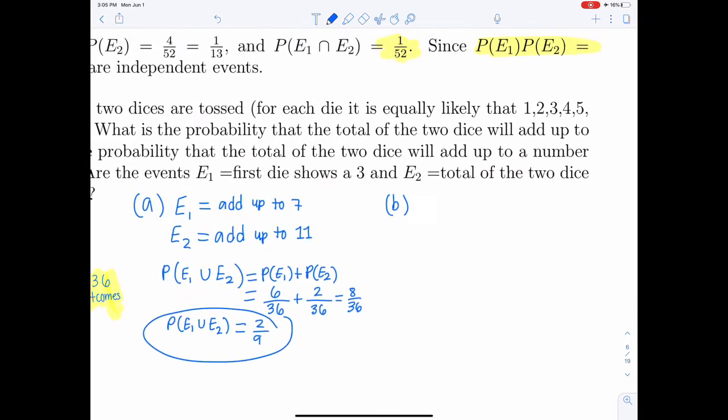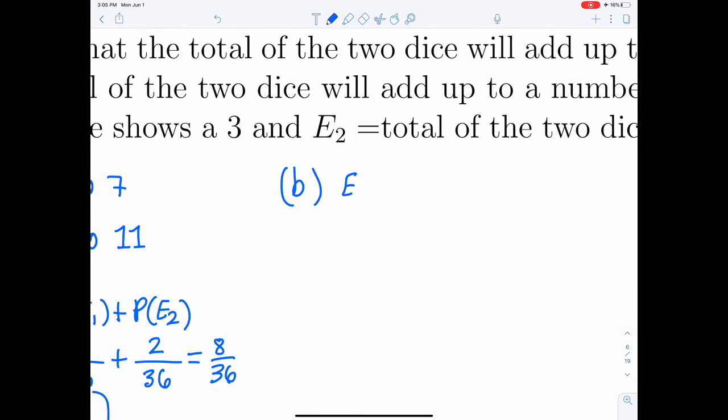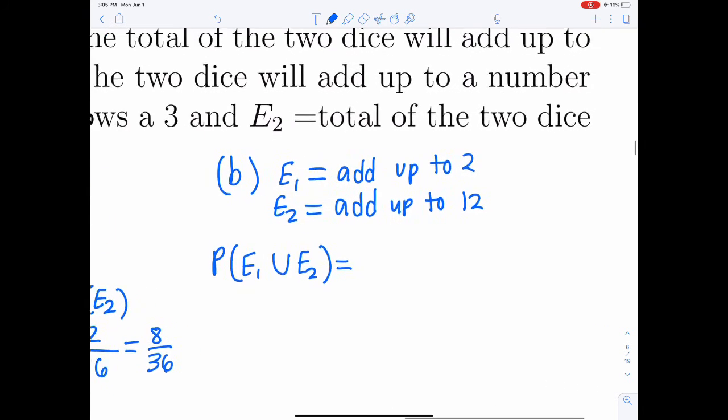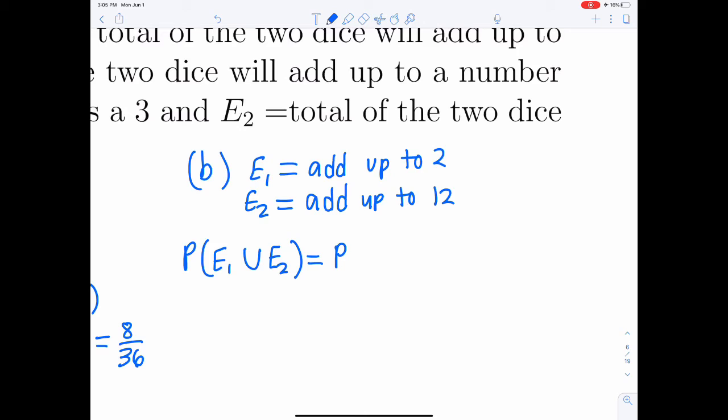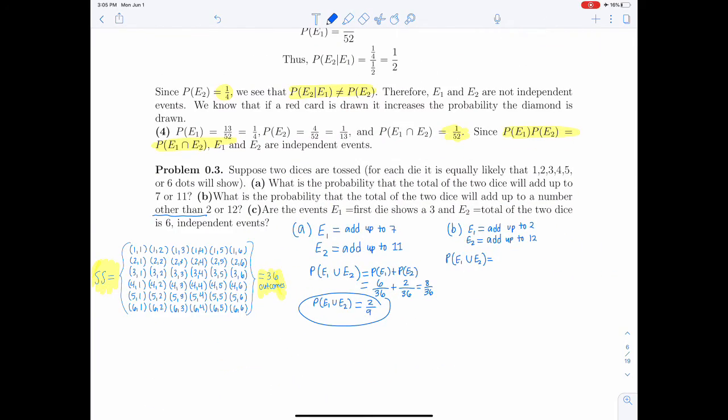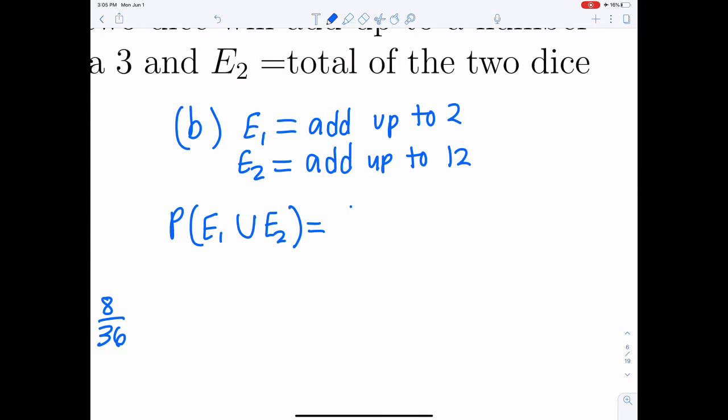So let's define our two events. E1 would add up to 2, and E2 is adding up to 12. And we're just going to use the same exact rule that we did before to find the probability of this happening. So P of E1, okay, we can only get 2 one way. You can only get 1 and 1. If I go over here and look at my sample space, that's the only one I'm highlighting. And so there's only one way to do that out of the 36 ways.